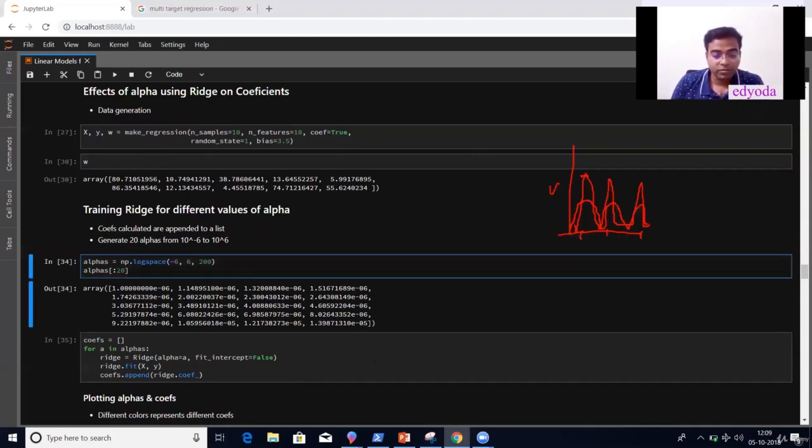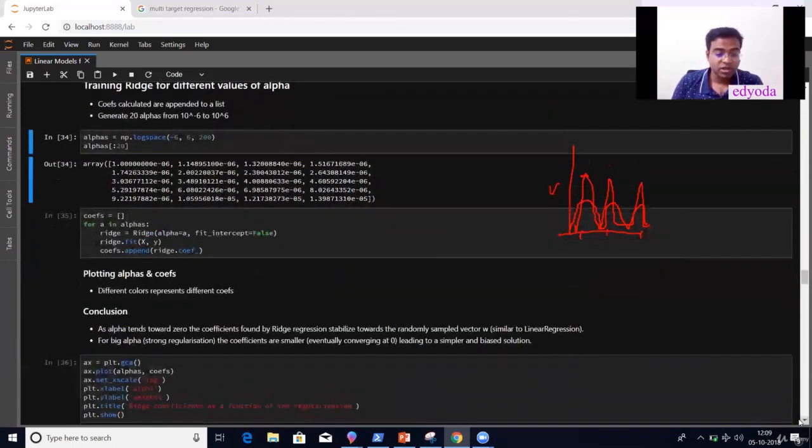So you have alphas from 10 raised to the power minus 6 to 10 raised to the power plus 6. So that's the range of alphas here. Alpha is the one which decides how much tapering it will do. Okay, and let's now see the impact on the data that we have generated.